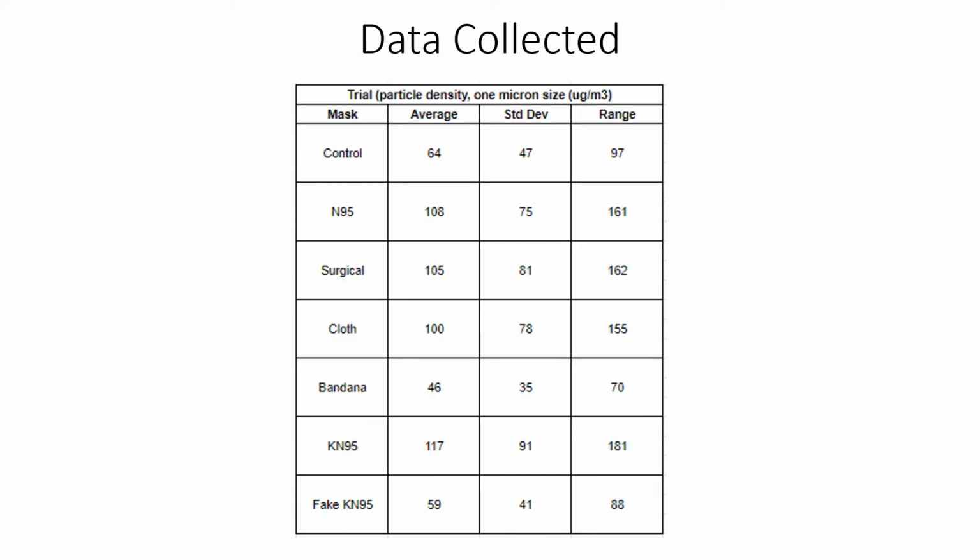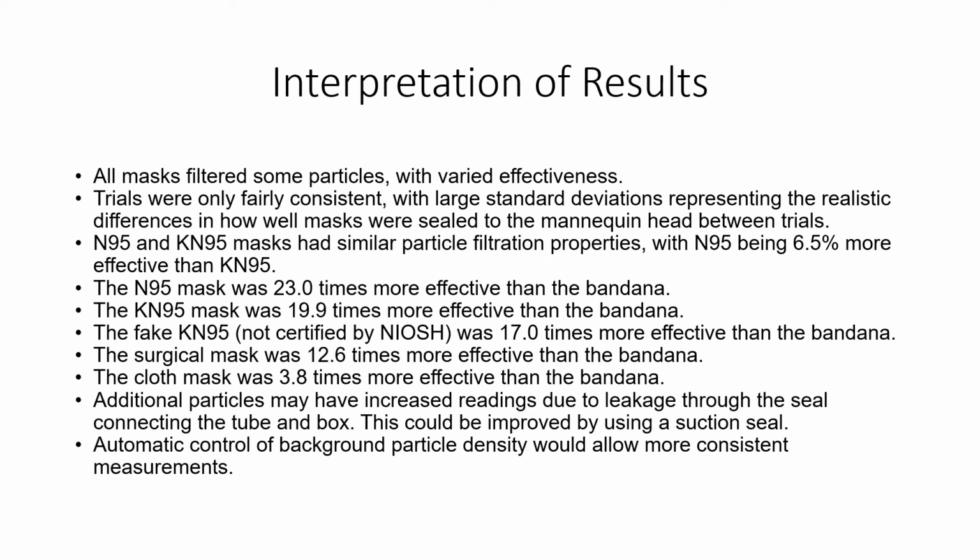This data table displays the average, standard deviation, and range of particle density measures for all trials of each mask type as shown in the previous chart. The large standard deviation is caused by differences in the mask's seals, as the mask was removed and reseated for each trial taken for the mask. This is realistic as each time a mask is worn slightly differently and fit varies from person to person. Looking at the results, all masks provided some filtering, but the results varied quite a bit. Multiple trials of the same mask were only somewhat consistent with fairly large standard deviations. As stated earlier, these deviations likely represent realistic differences in how well masks were sealed to the mannequin head between trials, similar to differences in real-life mask wearers.